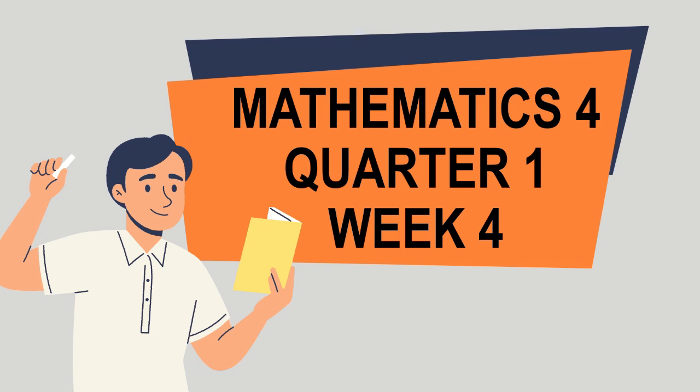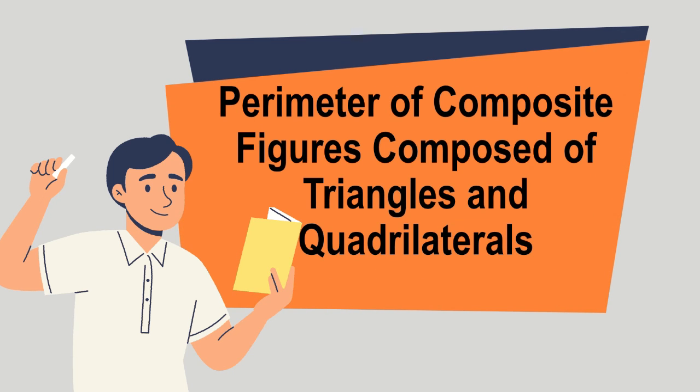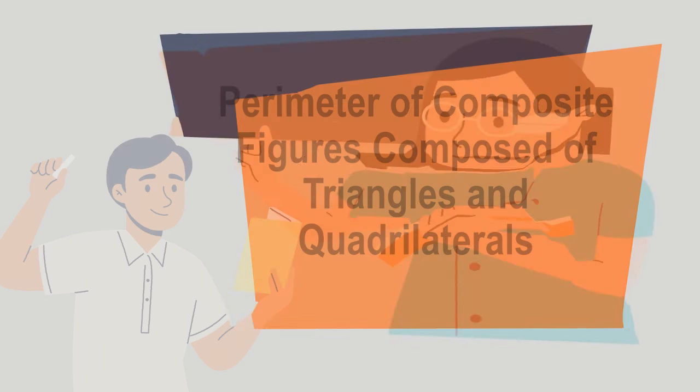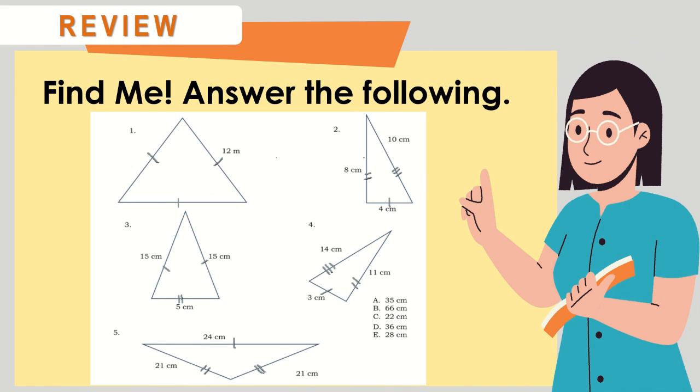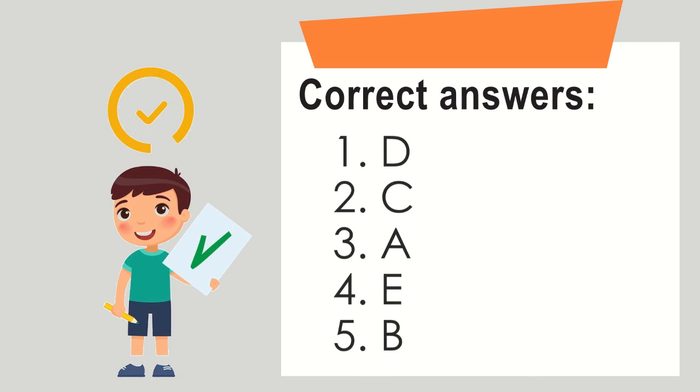Mathematics 4, Quarter 1, Week 4. For the content, we have perimeter of composite figures composed of triangles and quadrilaterals. Answer the following. Here are the correct answers.